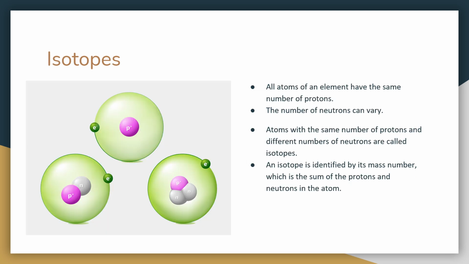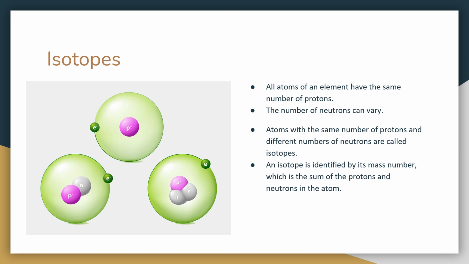Next, we're going to get into isotopes. All atoms of an element have the same number of protons, always. That never changes. The number of neutrons, though, can vary. Atoms with the same number of protons and different numbers of neutrons are called isotopes.